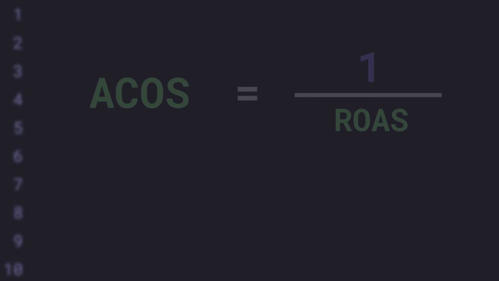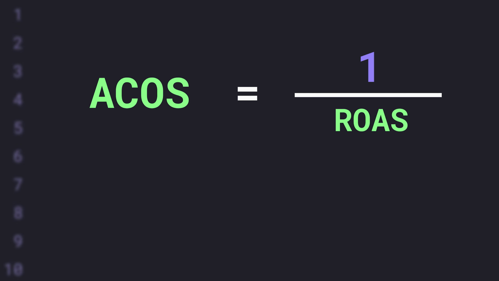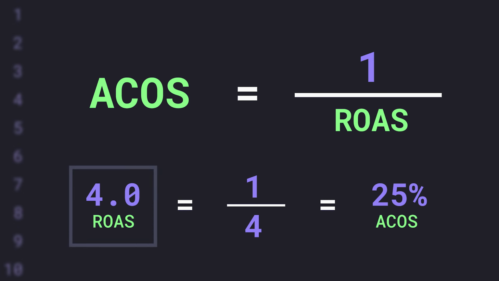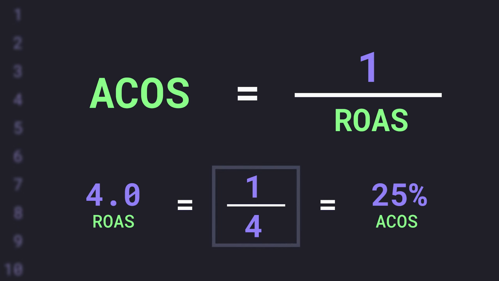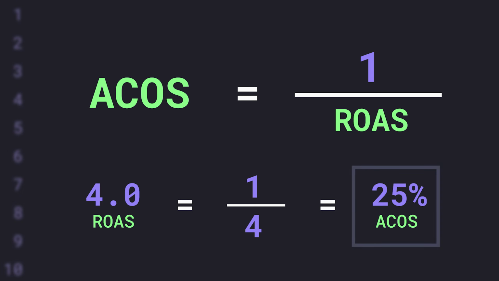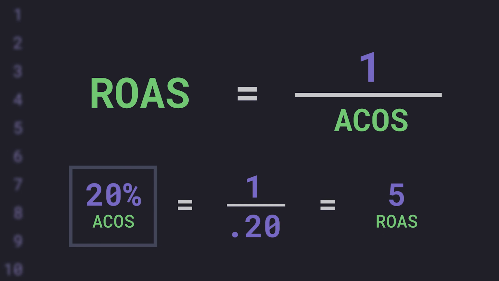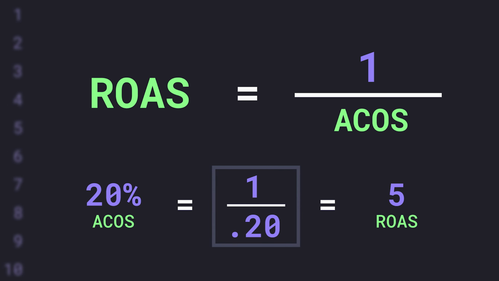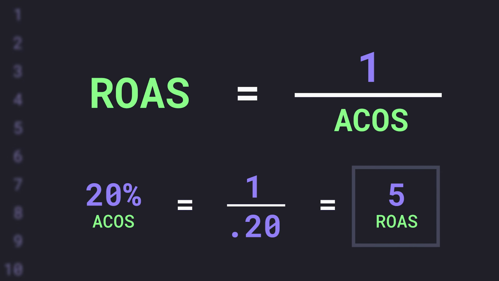Here's how it works. To find one metric from the other, you simply divide 1 by either ACOS or the ROAS. For example, if you have a ROAS of 4, you divide 1 by 4 and get 0.25, or 25% ACOS. If you have an ACOS of 20%, you divide 1 by 0.20, and you get 5 ROAS.